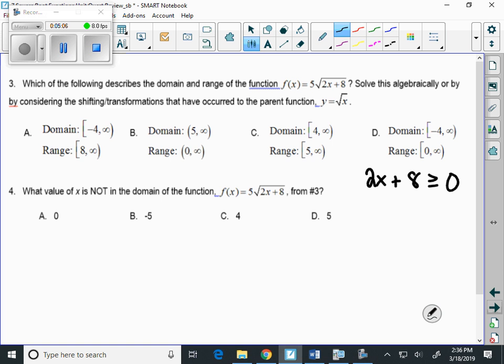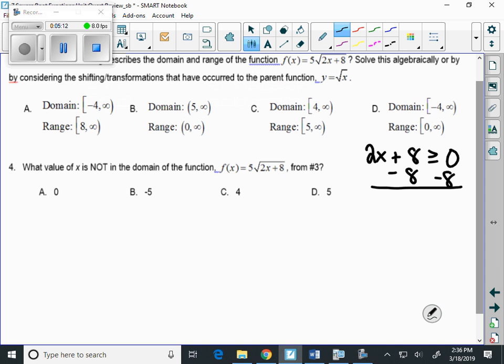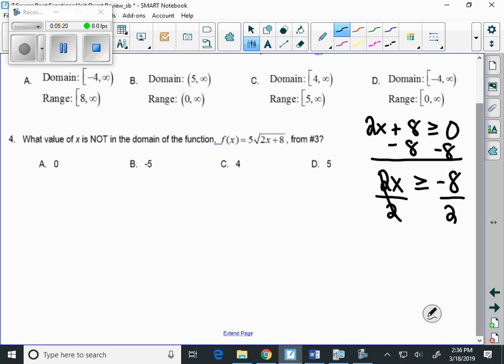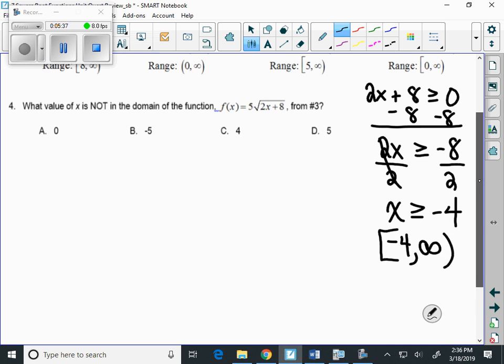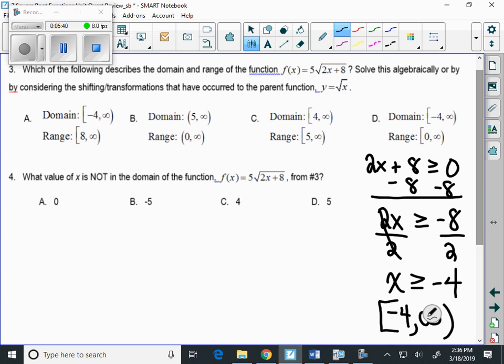Because technically we're not supposed to use a calculator on this one. So let's see if this will help us determine. And we get 2x is greater than or equal to negative 8. Divide both sides by 2. And we get x is greater than or equal to negative 4. And up here, it looks like we've got interval notation. So now that we've got this in set notation, this means negative 4 to infinity. And at least we can eliminate a couple of answers here, like B and C, because we don't have that.